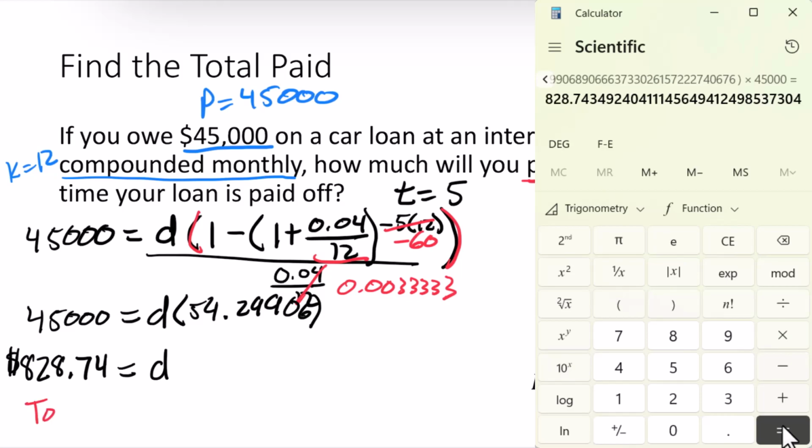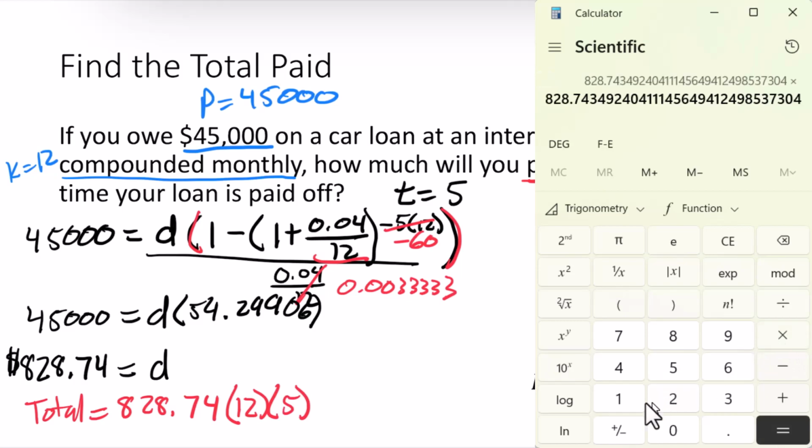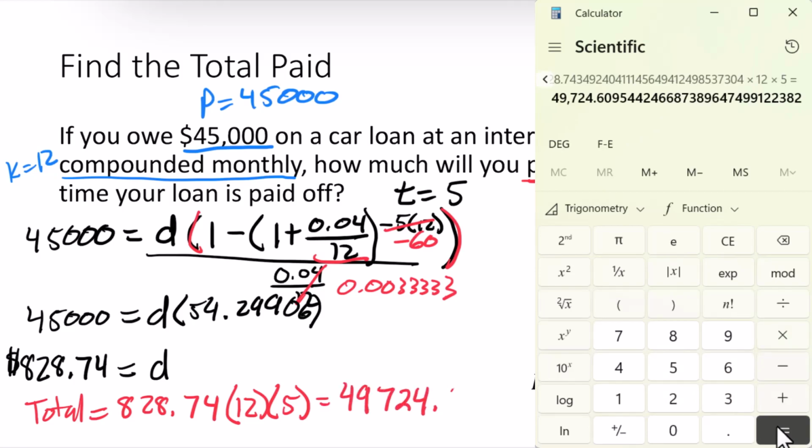They asked, how much will you pay in total? So to find the total that I end up paying, I'm going to take my payment of $828 per month, and then I'm going to multiply this by the number of months. So if I pay it for 12 months for 5 years, I'm going to multiply by 12 and by 5. And that ends up giving me a total of $49,724.61.